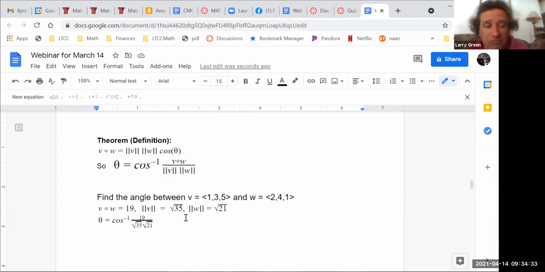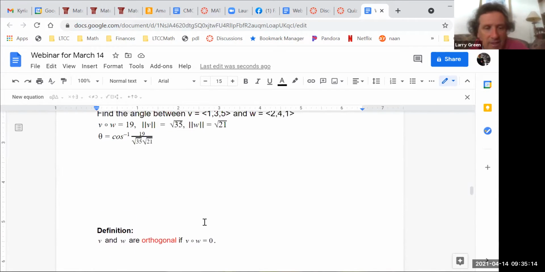Okay, and by the way, I'm not even going to pretend like I know what the arc cosine of 19 over root 35 times root 21 is anywhere near, but we can use a calculator for that. Any questions at all on the angle between two vectors? Okay, so this allows us to find an angle very much mathematically. I'm not talking about ruler and compass kind of stuff. I mean, literally, we have a definition, you plug in and you get an answer. Okay, any questions on that?